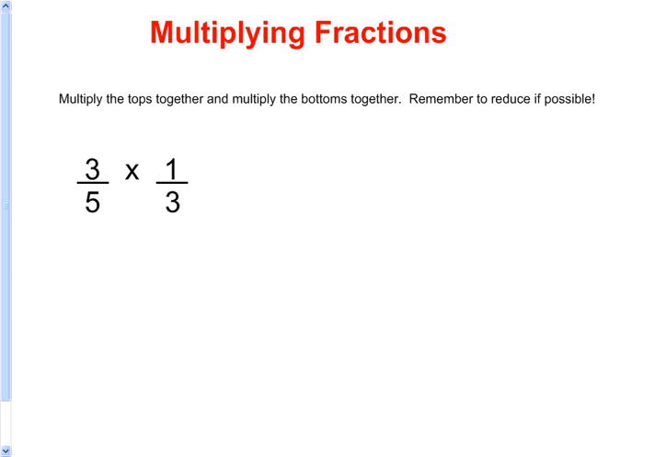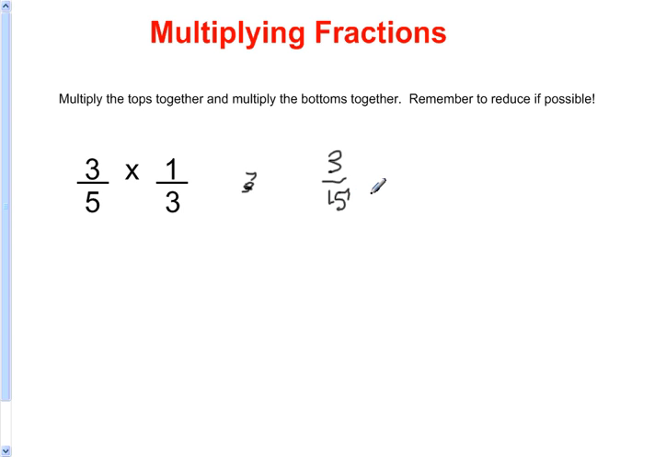What about multiplying fractions? Now, multiplying fractions, this is the easiest by far. All we have to do is multiply the tops together and the bottoms together. Numerator by numerator, denominator by denominator, and reduce if we can. So 5 over 3 times 1 over 3. If we multiply the tops together, we're just going to get 3. You multiply the denominators together, you're going to get 15.